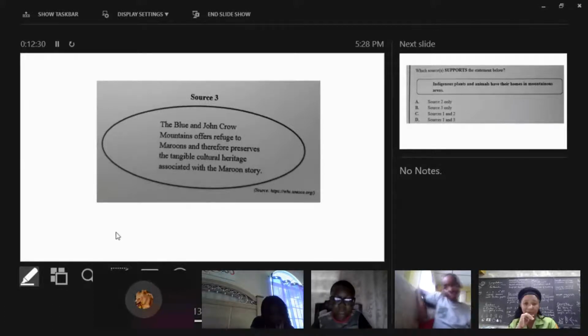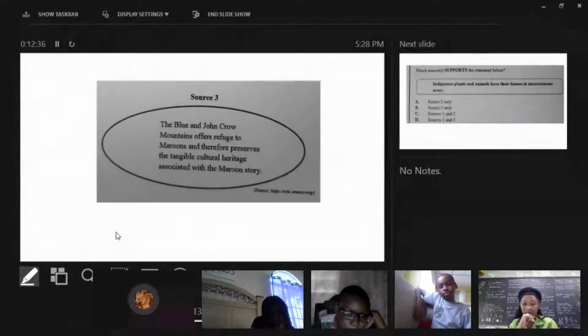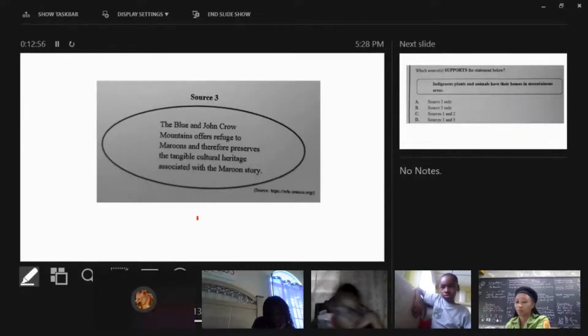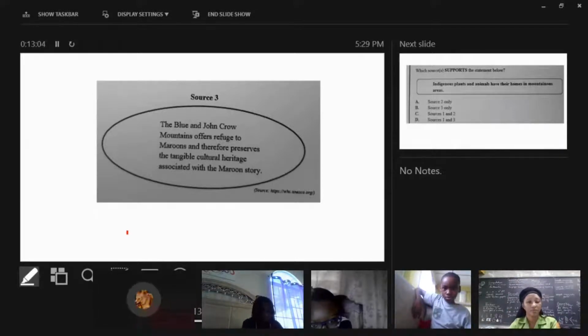The Blue and John Crow Mountains offer refuge to Maroons and therefore preserve the tangible cultural heritage associated with the Maroon story.